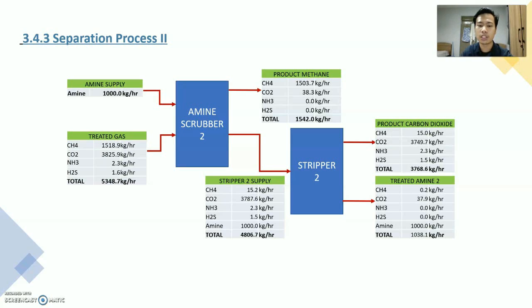Okay, next, the treated gas from the first scrubber was fed into the second amine scrubber and produced a total of 1,542 kg per hour with 97% purity of product methane, while the bottom part was fed into the stripper to produce a total of 3,768 kg per hour with 99% purity of carbon dioxide.